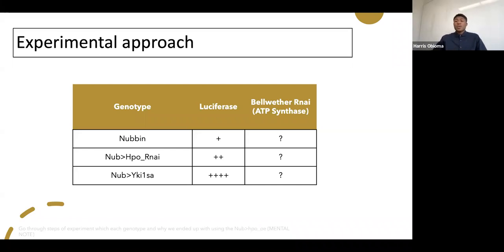Now, as you can see, we start from our control, which is nubbin with luciferase. It looks like pretty normal growth compared to nub Hippo RNAi, which has slightly more growth versus the luciferase and nubbin. And then the nub Yorkie overexpression has, by far, more cellular proliferation and more growth, from what we've known. So we decided to use that information we already knew and combine it with our induced mitochondrial defect in ATP synthase, hoping to see what could occur.